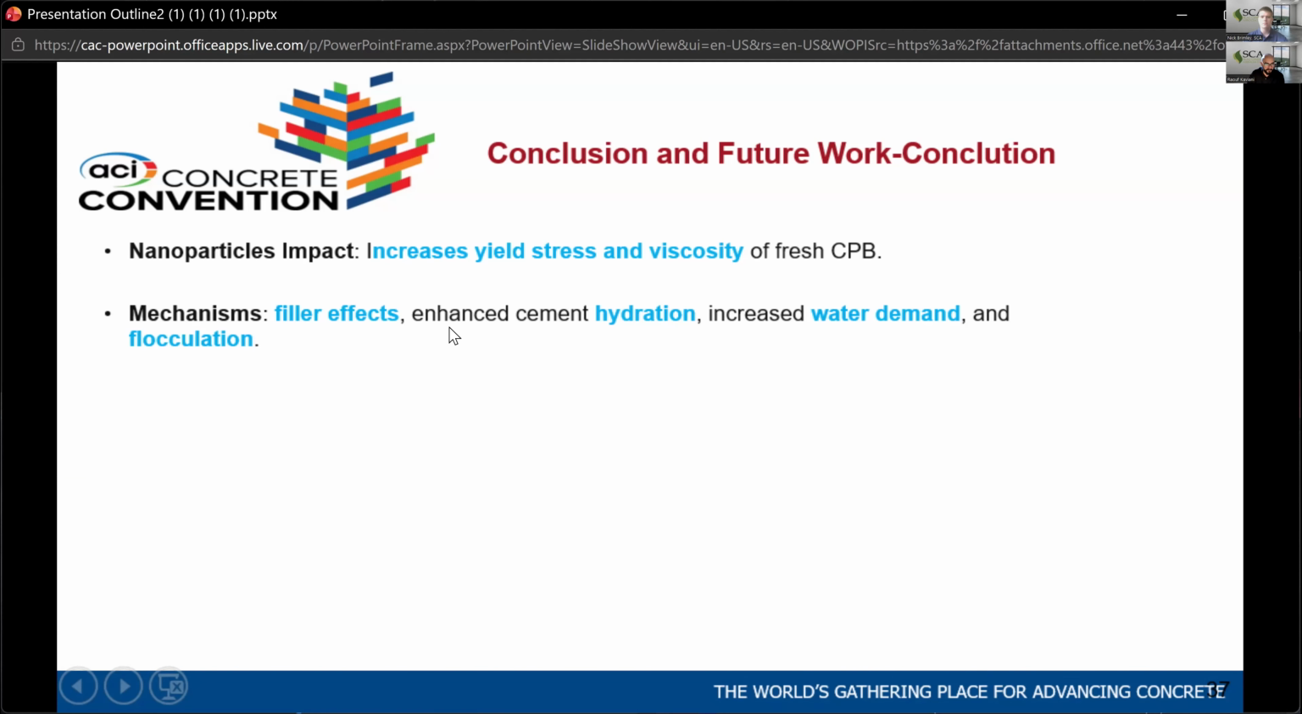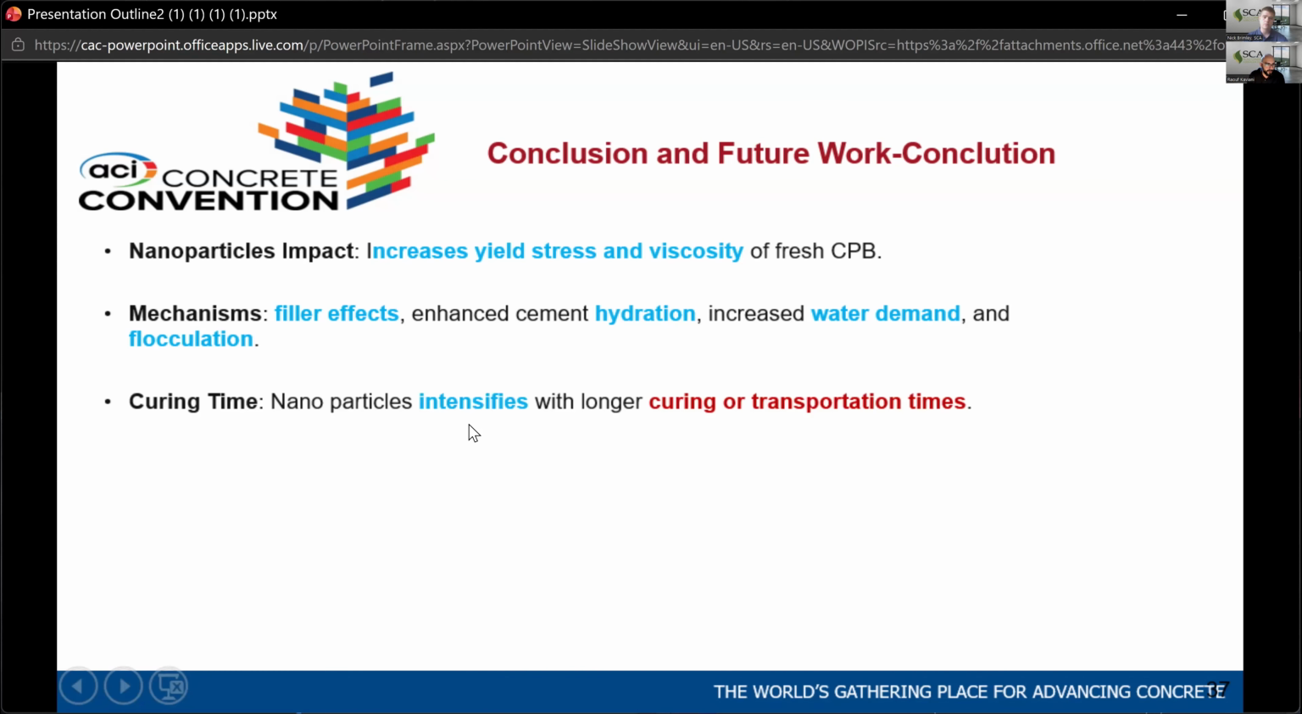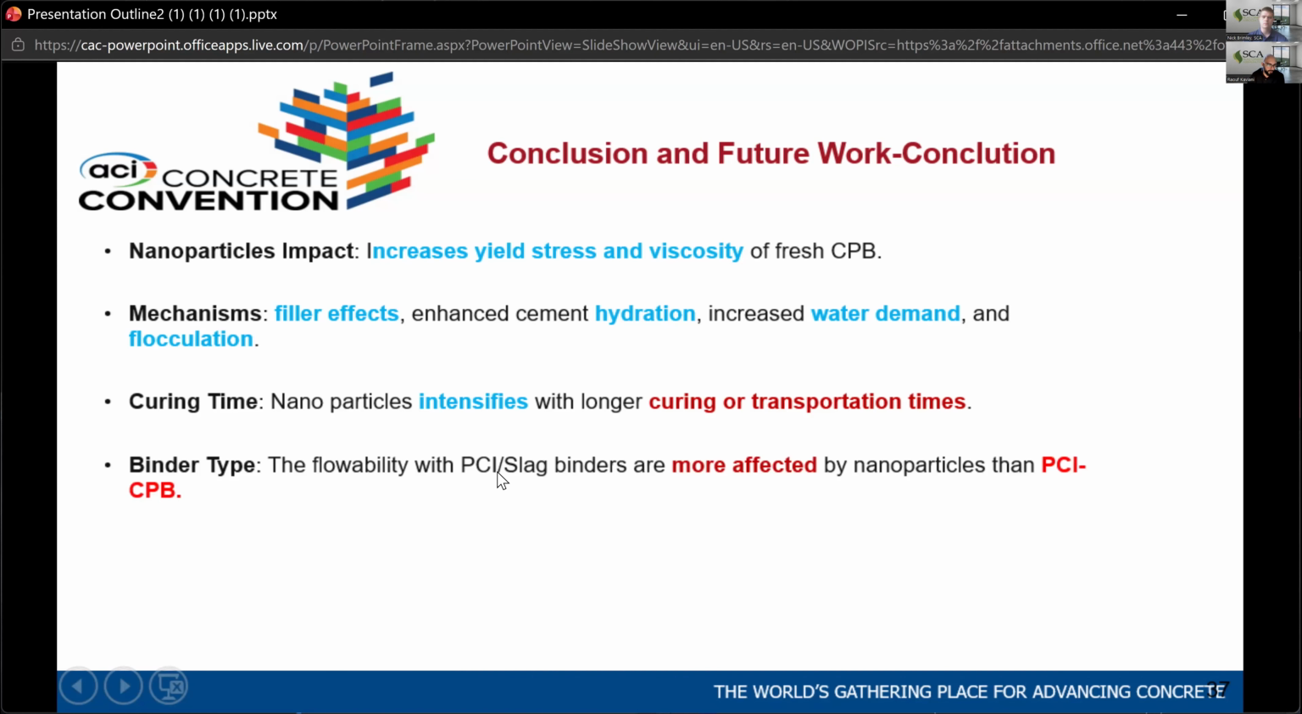The mechanism is filler effect, enhances cement hydration, increase water demand and flocculation. For curing time, nanoparticles intensify with longer curing or transportation time. For binder type, the flowability with PCI in cement and Portland cement and slag binders are more affected by nanoparticles than samples with only cement. So when you add slag, it intensifies the effect of nanoparticles.